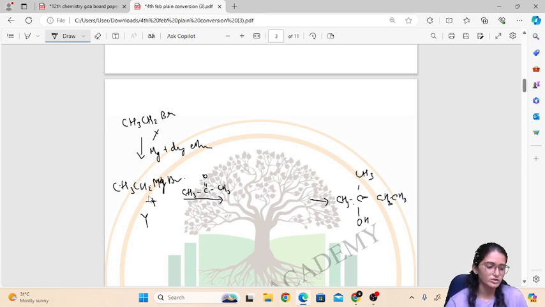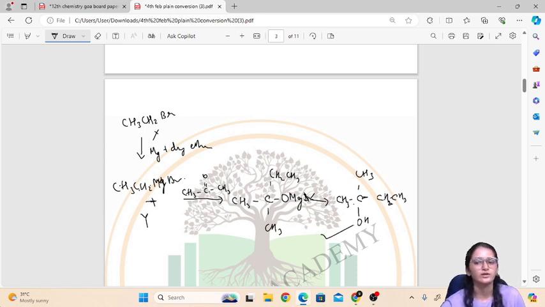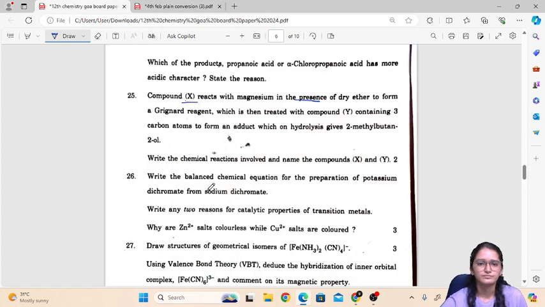So when this reaction is carried out, the adduct we get is CH3 C CH2 CH3 and here CH3, so all the 5 carbons, and OMgBr. So here we get this adduct, meaning after adding these two we get the addition product. That is also called an adduct. This adduct, on hydrolysis, gives us the last product, that is 2-methyl butane 2-ol. So you just have to write the chemical reactions here.